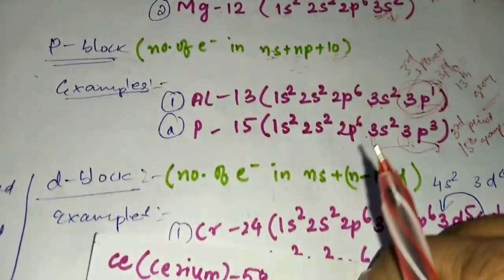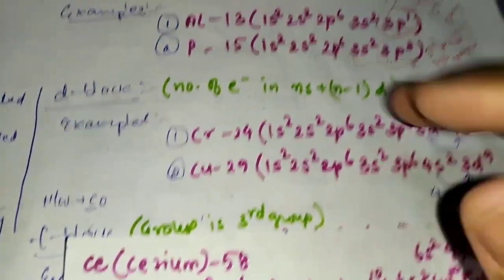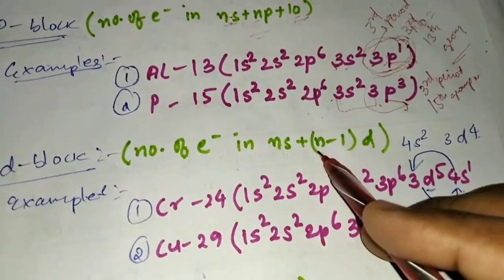Next, coming to the D block now. I brought 2 examples for the D block also. I'm sorry, it is the F block here, this one. Okay, so here is the D block trick. You find the number of electrons in ns plus (n minus 1)d.